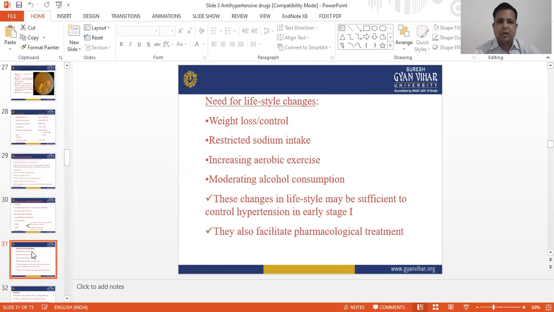Apart from this, there is a need for lifestyle changes: weight loss and control, restricted sodium intake, increasing aerobic exercise, moderating alcohol consumption. These changes in lifestyle may be sufficient to control hypertension in early stage 1. They also facilitate pharmacological treatment.